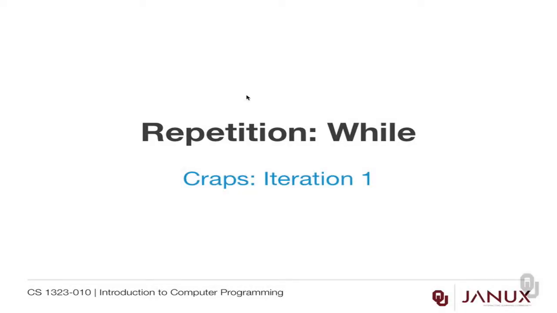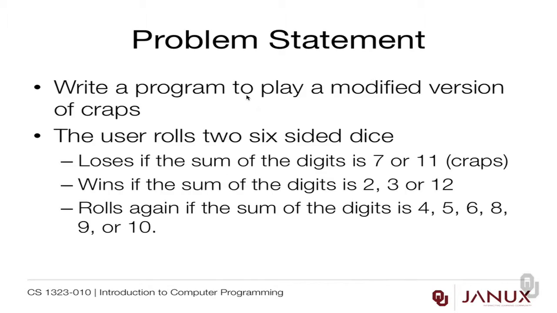Let's continue our study of repetition and while statements by implementing a game of craps. Here's the problem statement. Write a program to play a modified version of craps. The user will roll 2 6-sided dice. They lose if the sum of the digits is 7 or 11. That's called craps. They win if the sum of the digits is 2, 3, or 12. And they roll again if the sum of the digits is 4, 5, 6, 8, 9, or 10.